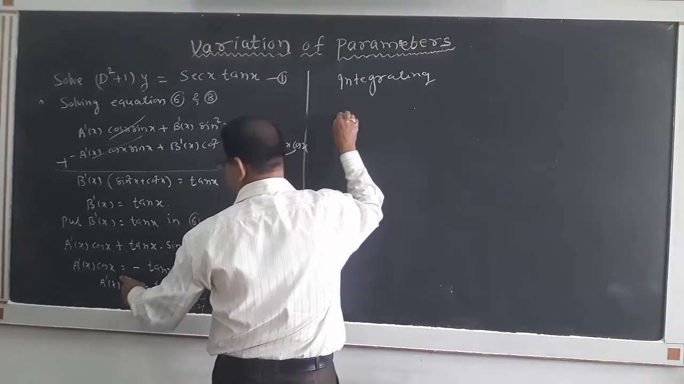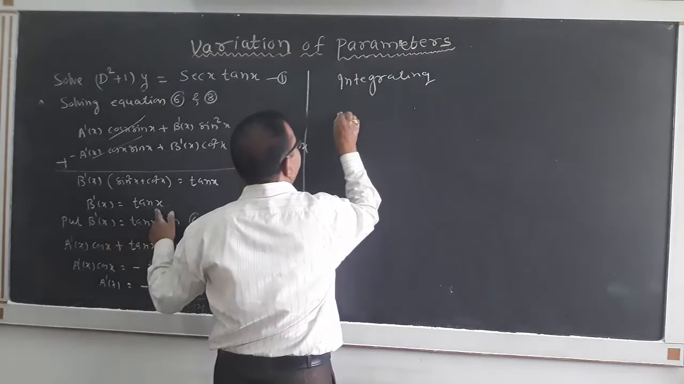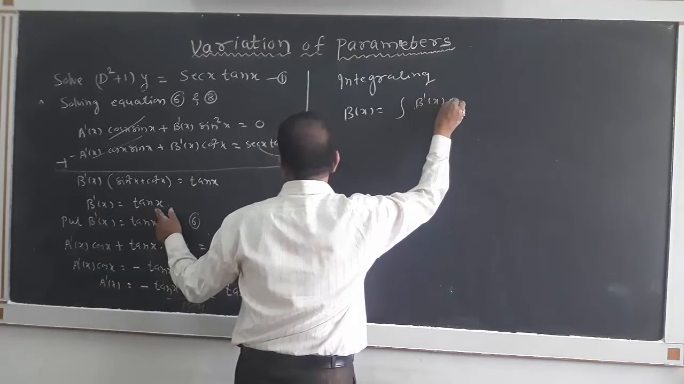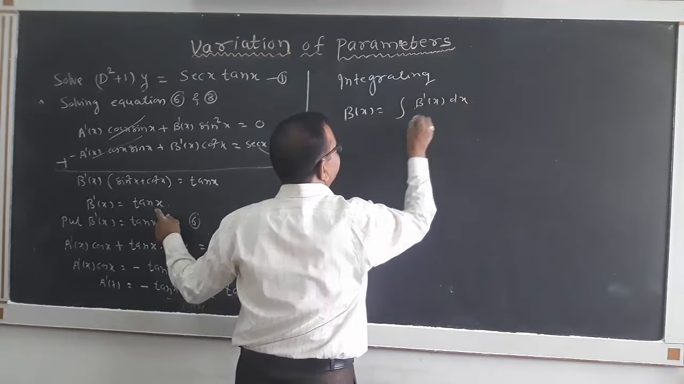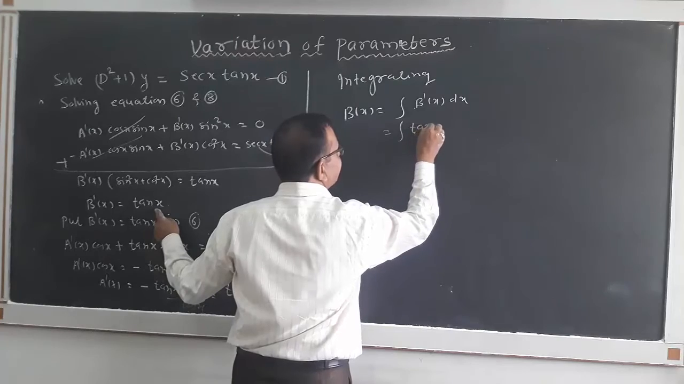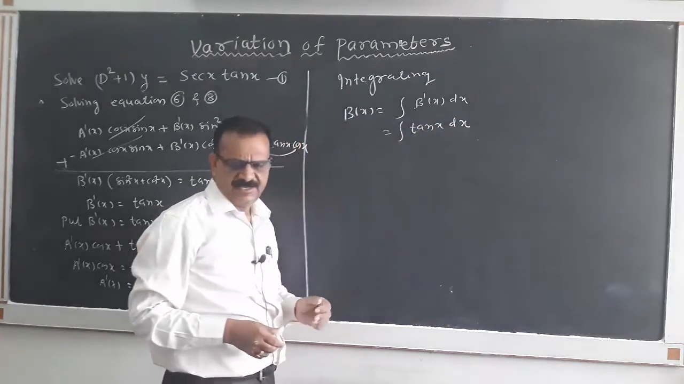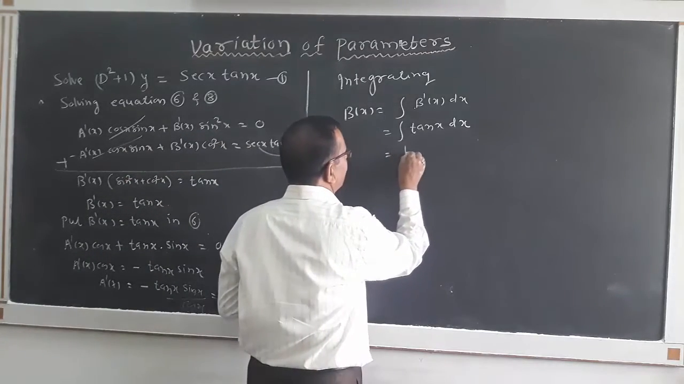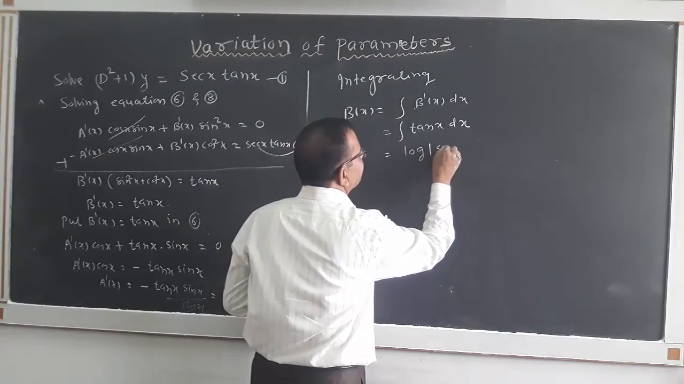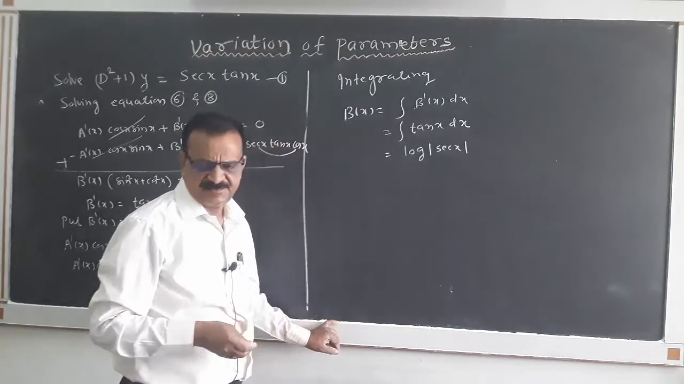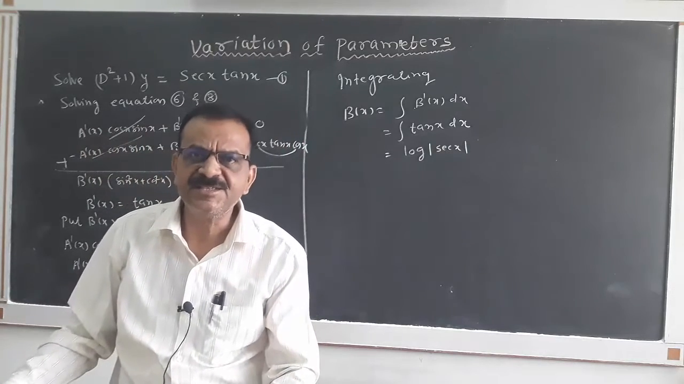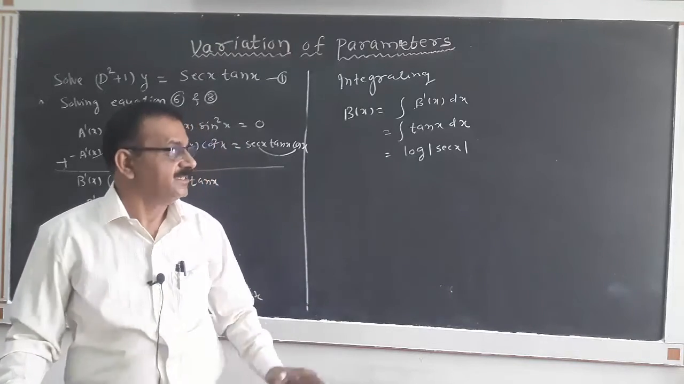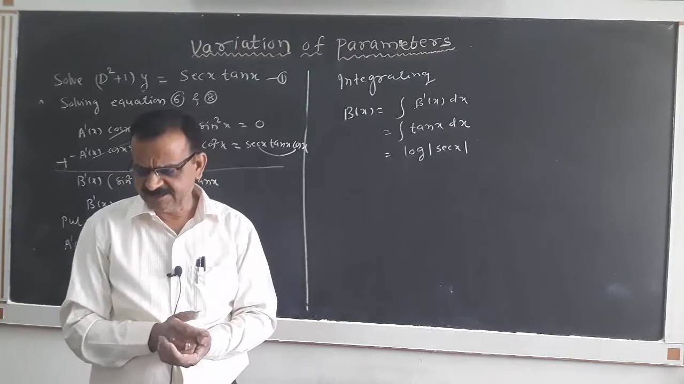What is b dash x? B dash x is tan x. Therefore, bx equal to integration of b dash x dx equal to integration of tan x dx. Integration of tan x dx is nothing but log of sec x plus some constant of integration, but we shall not take the constant of integration because we have to obtain particular solutions. That's why here we shall not apply the constant of integration.